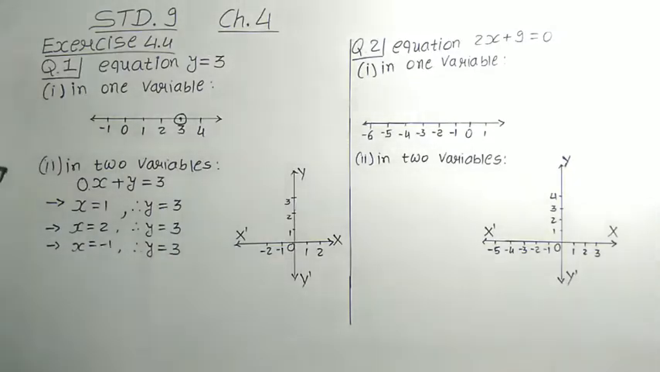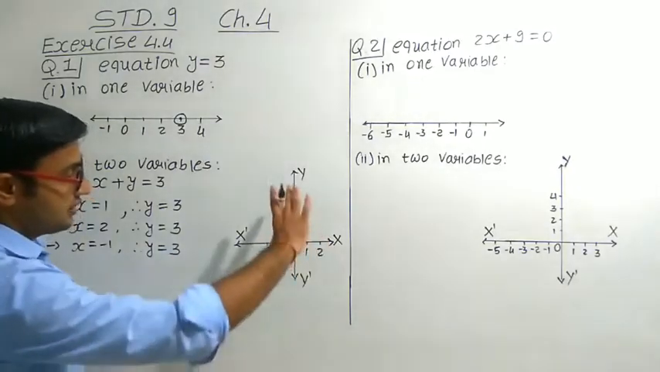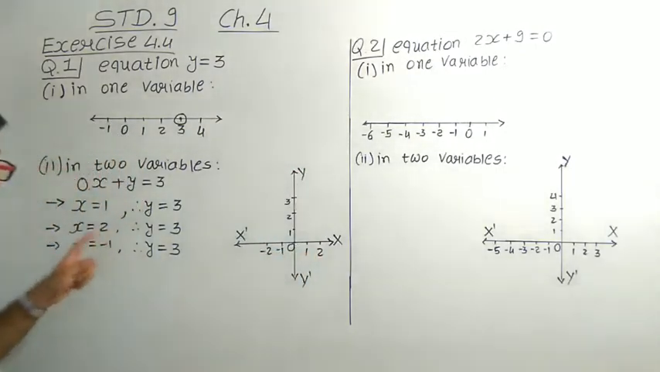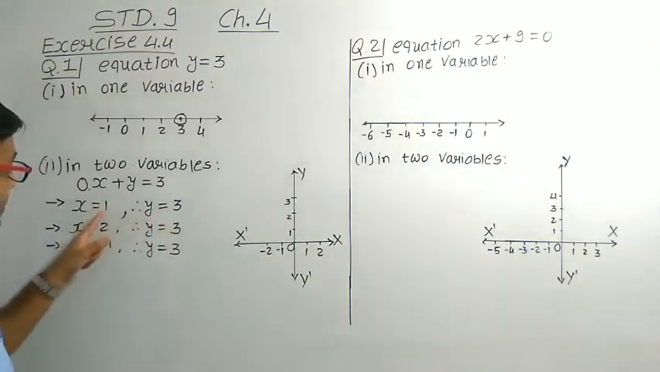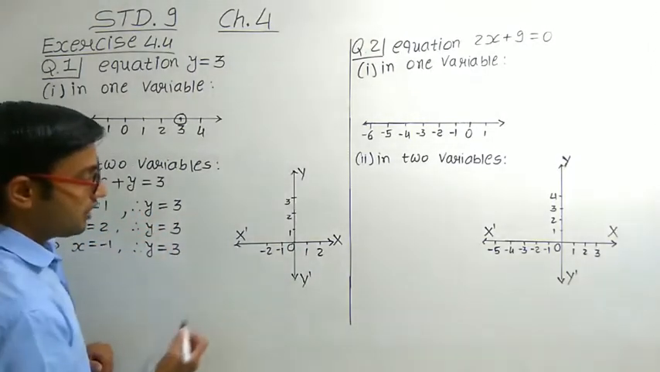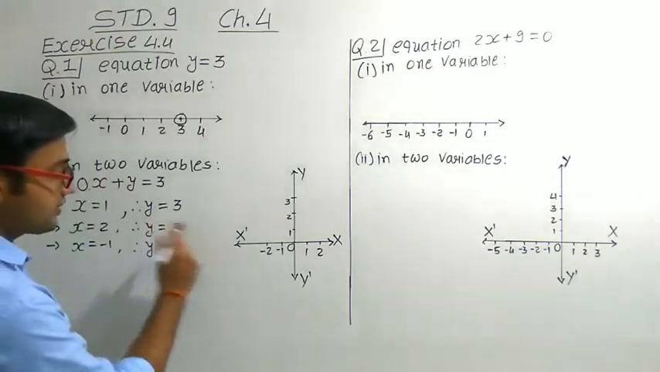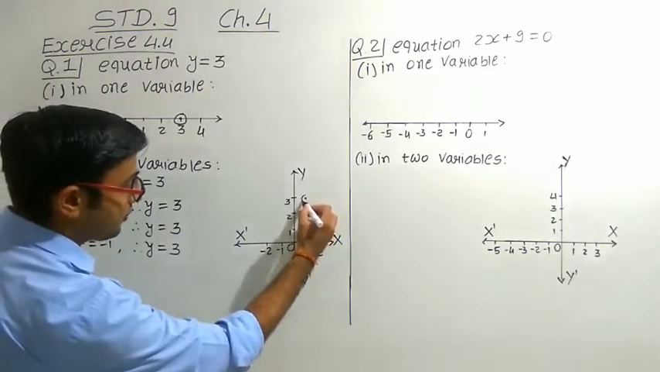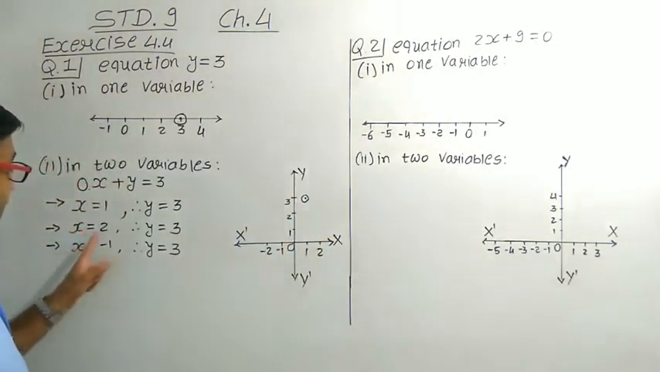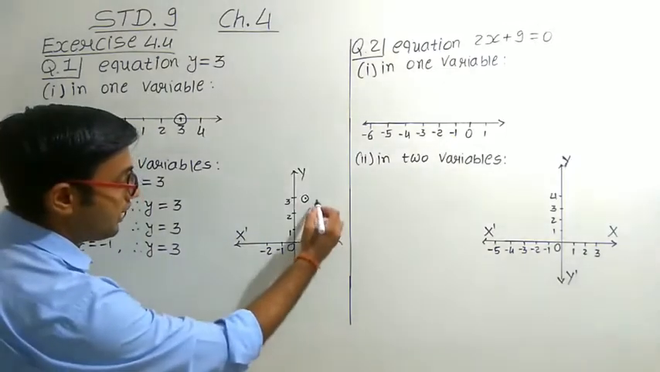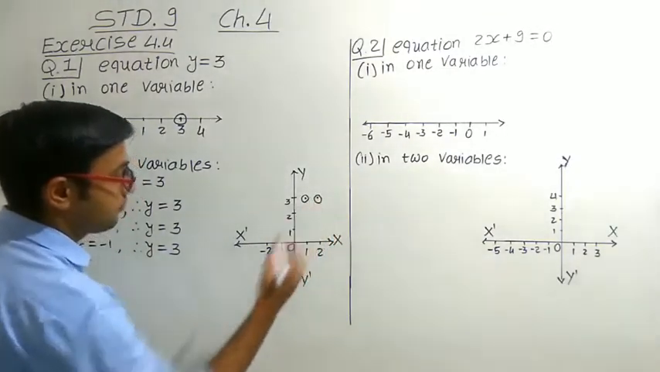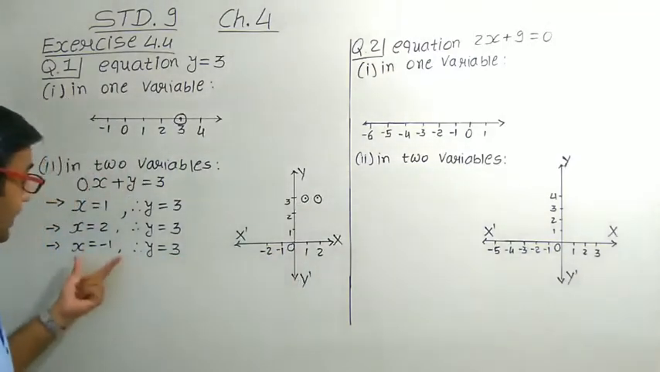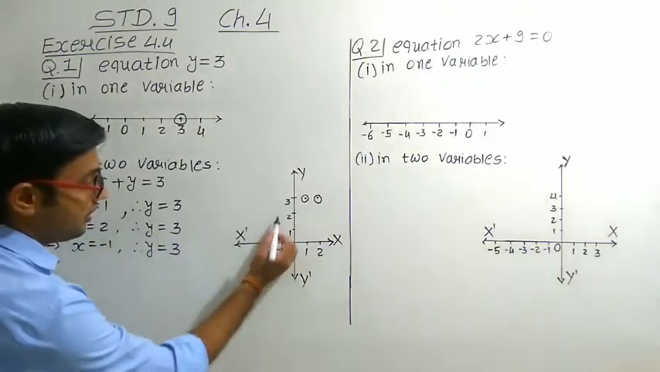So let us look at all the points on the graph. Here is the positive x-axis, negative x-axis, positive y-axis, negative y-axis. This is the origin. The first point is (1, 3), which means x equals 1 and y equals 3. This is our first point. The second point is (2, 3), here. The third point is (minus 1, 3). Now the value of x is negative: negative 1 is here and 3 is here.